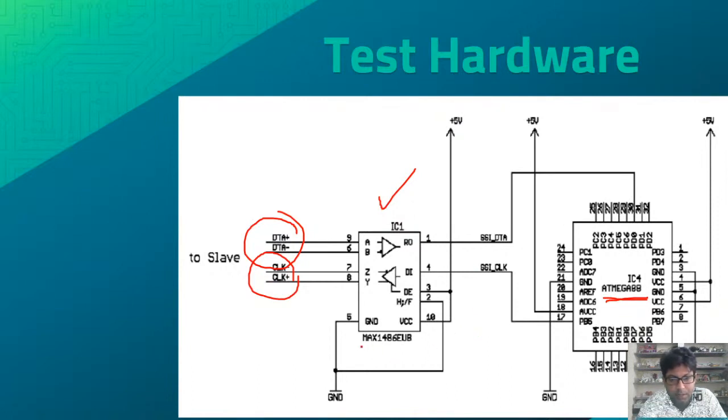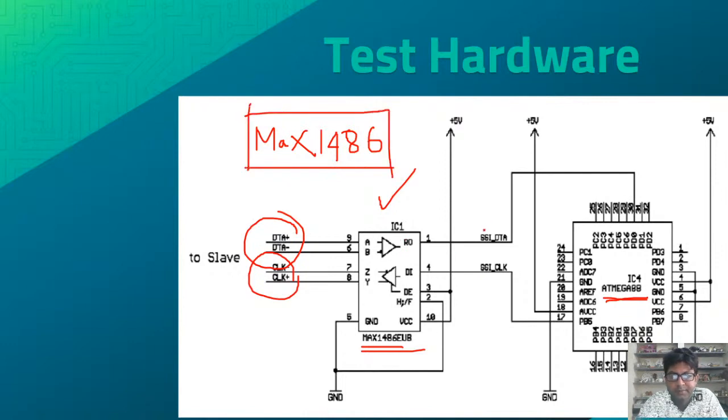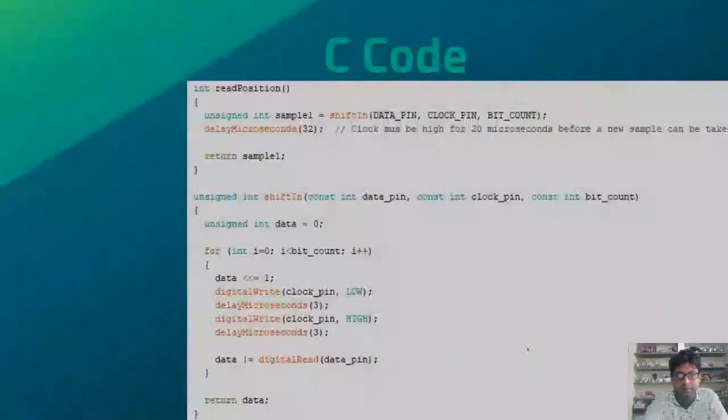For that I have used one IC. It is MAX 1486. MAX 1486. This is the IC. So this is the connection. You can see the data sheet of this. You will be getting this. Then I am connecting the data as an input, and the clock. It will give the output to the microcontroller. Okay. This is the test connection.